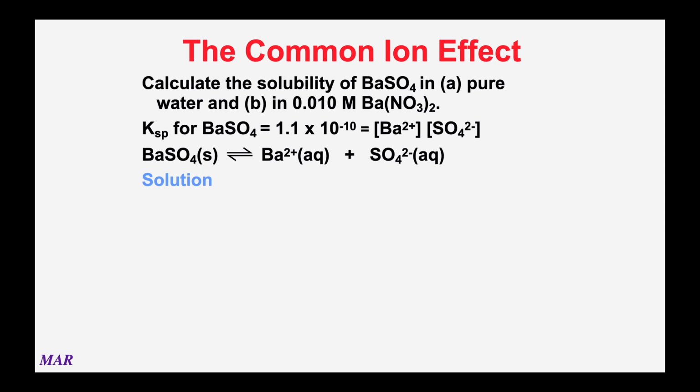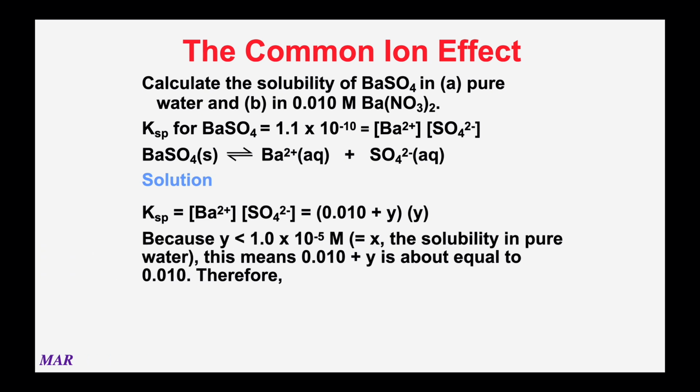You can take those equilibrium concentrations and set them equal to the KSP, the 1.1 times 10 to the minus 10th. So 0.010 plus Y will be barium, Y will be sulfate, and all of that equals KSP, 1.1 times 10 to the minus 10th. This is a quadratic formula as written. You'd have y squared plus 0.010y minus KSP equals 0, and you could go from there and figure that out.